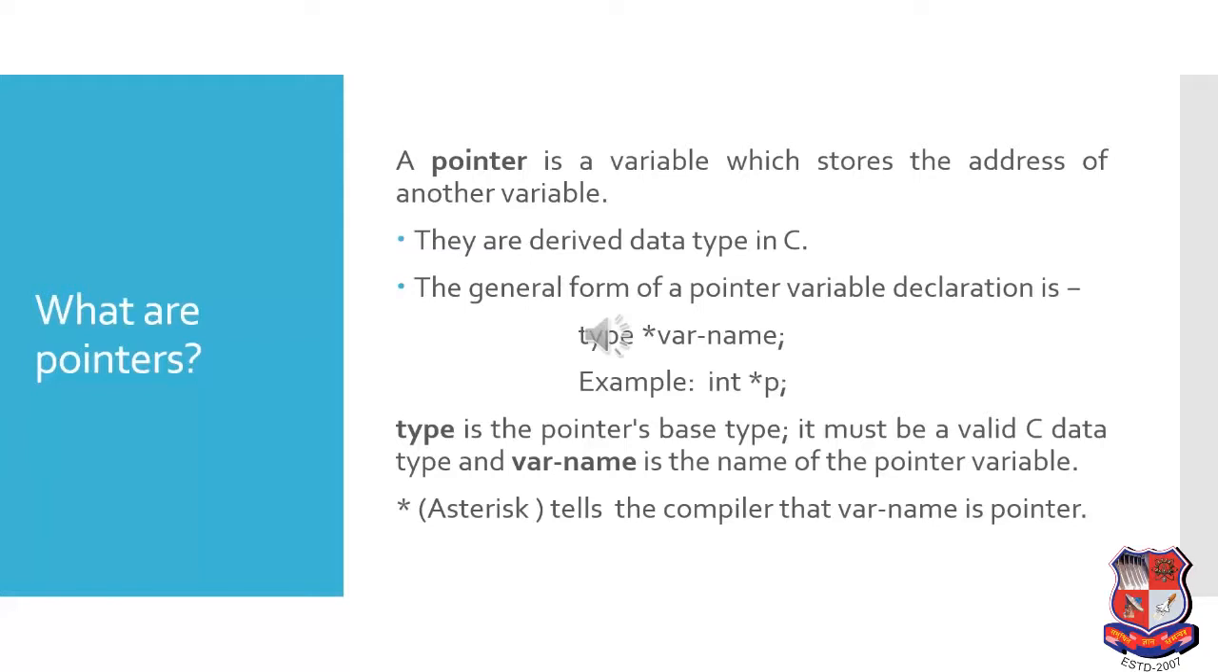So how to declare a pointer? The syntax is type, then an asterisk, and then the variable name, the name of the pointer. For example, int *p. The type here is the data type of the variable whose address is stored in the pointer. Actually, what a pointer stores is a long hexadecimal number that represents a memory address. And the asterisk here tells the compiler that this variable name is a pointer. Clear?